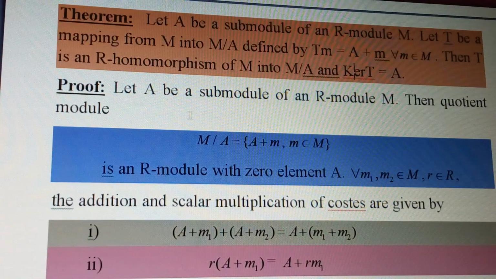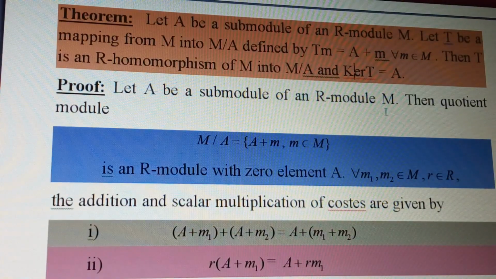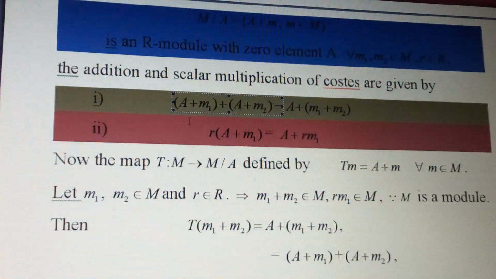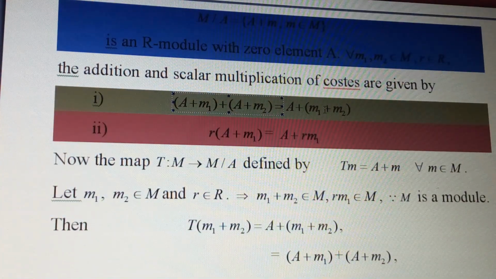This is the proof. Let A be a submodule of an R-module M. Then the quotient module, M/A, the collection of all quotients, is an R-module with zero element A. A is the zero element of the quotient module. m1, m2 are elements of M and r is an element of R. The addition and scalar multiplication of quotients are given: addition of the first quotient and the second quotient, and this is the scalar multiplication of quotients.